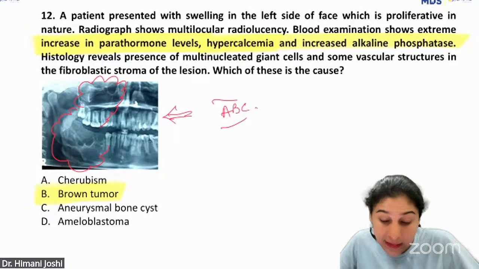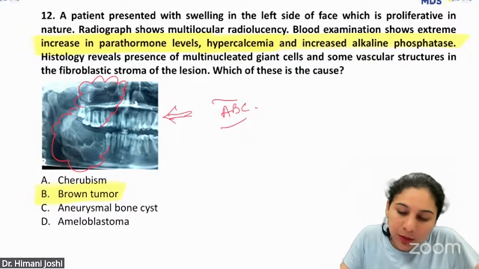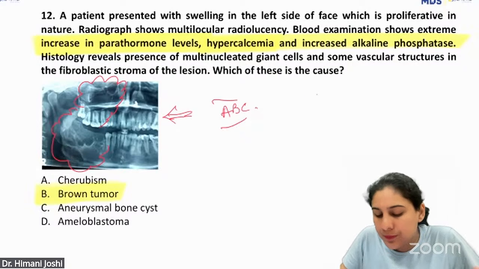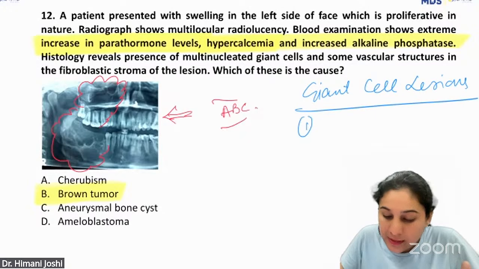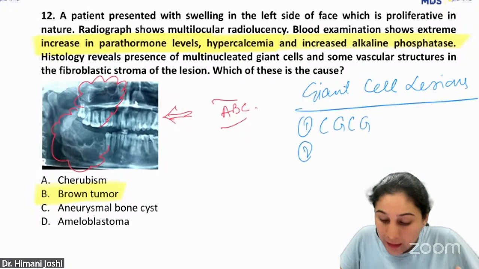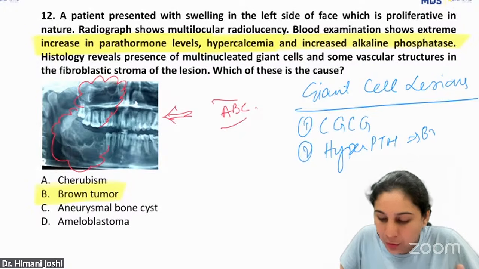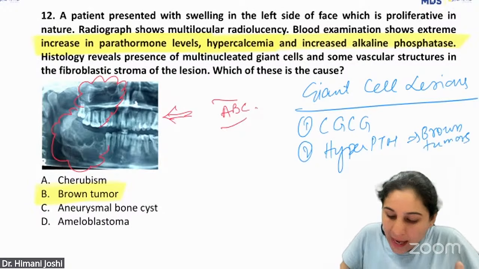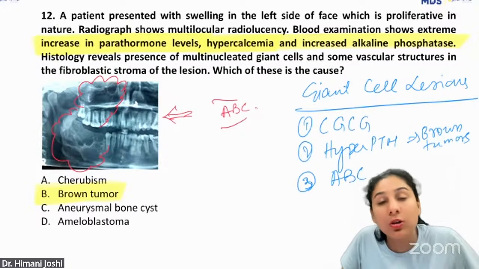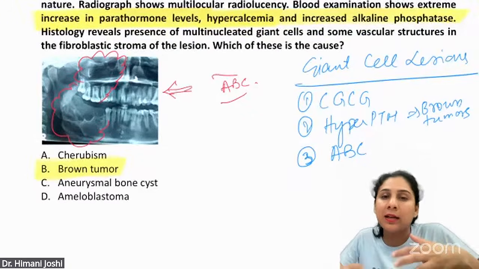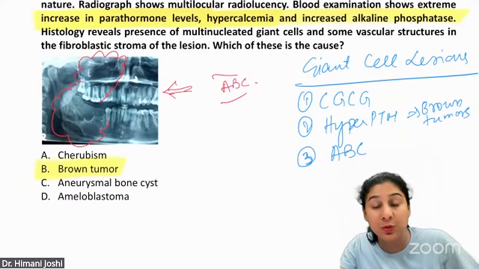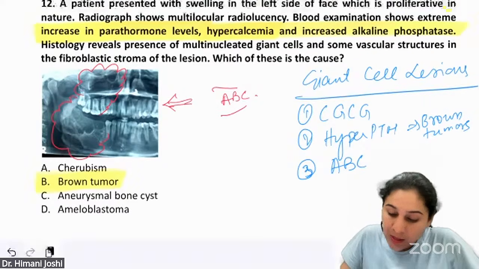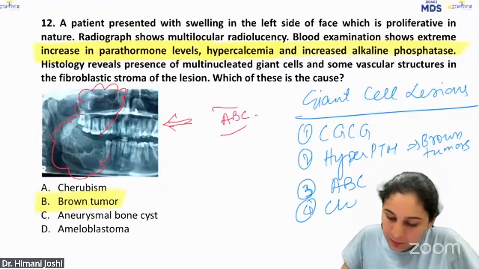You are absolutely correct. See, I have taught you previously also that these are all giant cell lesions, right? There are 4 giant cell lesions: central giant cell granuloma, hyperparathyroidism, which is presented as brown tumors, aneurysmal bone cyst, which can exist singularly or it can exist with other pathologies. Like, for example, ABC can be there within a CG, ABC can be there within a fibrous dysplasia also. So it's a coexisting pathology also. And fourth one is cherubism, right?